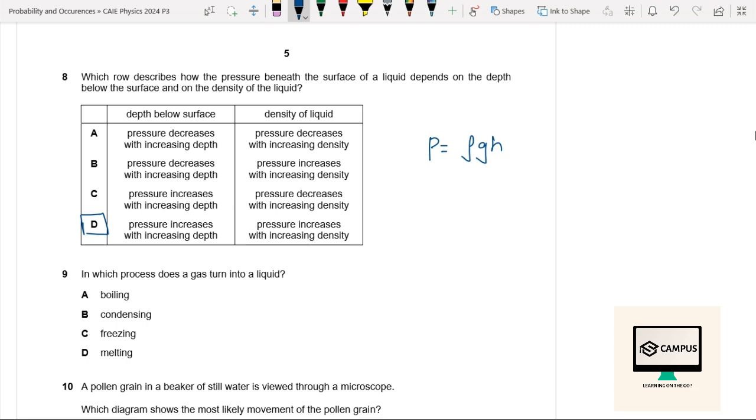Number 9, in which process does a gas turn into a liquid? Very straightforward. We experience it every day. It's condensation. Moving on.